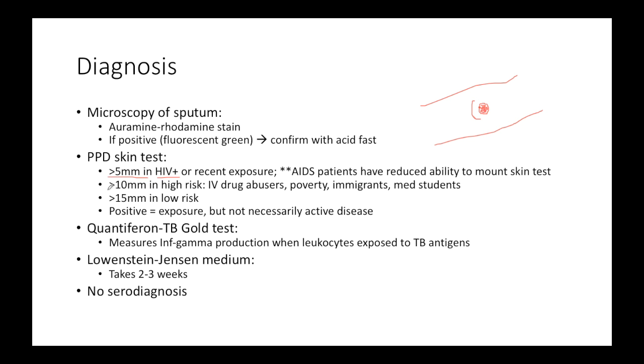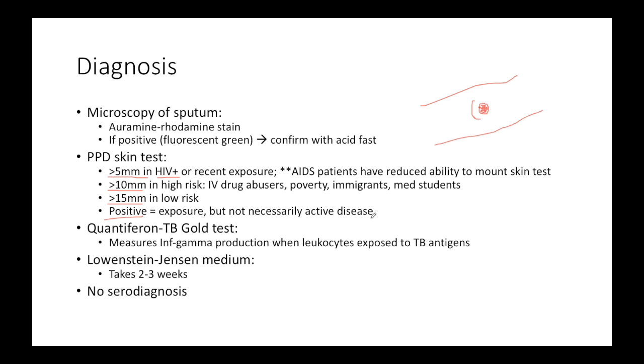It's going to be positive if it's greater than or equal to 10 millimeters in high-risk patients. That includes IV drug abusers, people in poverty, immigrants from high TB areas, and well, us med students. And then in the general population, greater than or equal to 15 millimeters in the low-risk general population. That's what we look for there. And a positive PPD skin test indicates exposure, but will not indicate whether the disease is actually active or not.